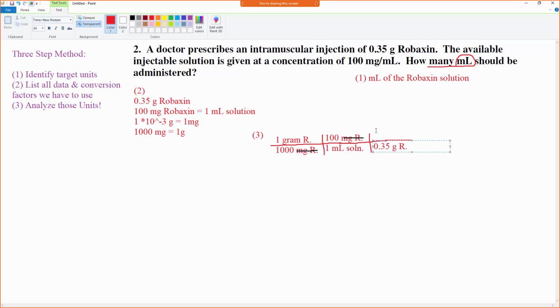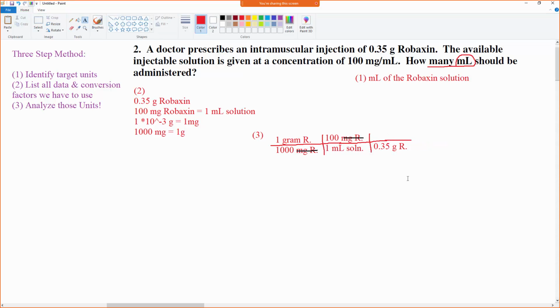Now remember, there doesn't need to be anything on the top because this is not an equivalency. It does not make a conversion factor. We just get to put it wherever we want it because we're the bosses of this stuff, okay? We're the bosses of these units. So we cancel out grams of Roboxin. Hooray. And now we have milliliters all by themselves.